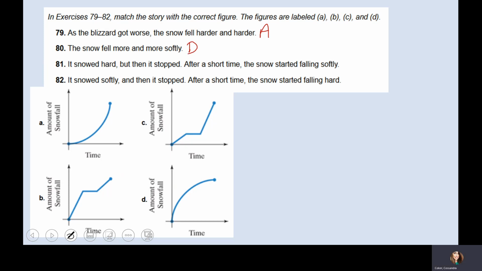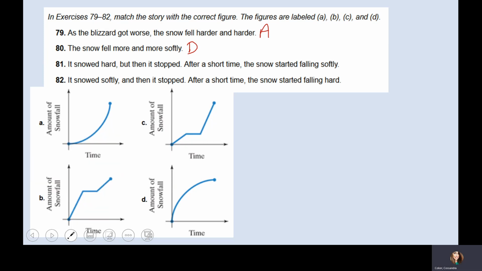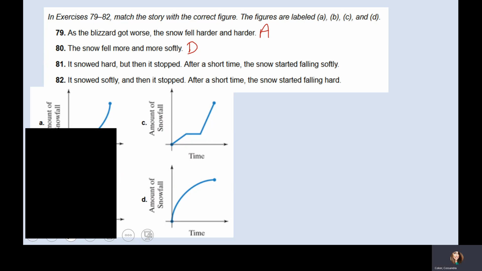Number 81, it snowed hard, meaning that you're going to have a very steep snowfall, steep line, but then it stopped. After a short time, the snow started falling more softly. So snowed hard, steep line, stop, flat line, it's falling softly. So number 81 is B.